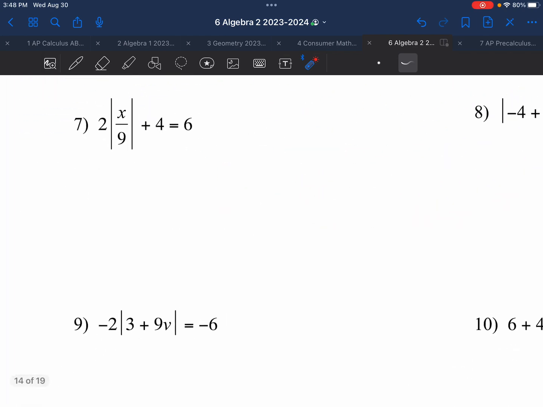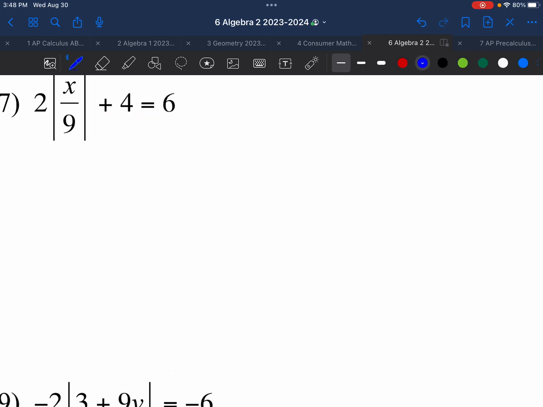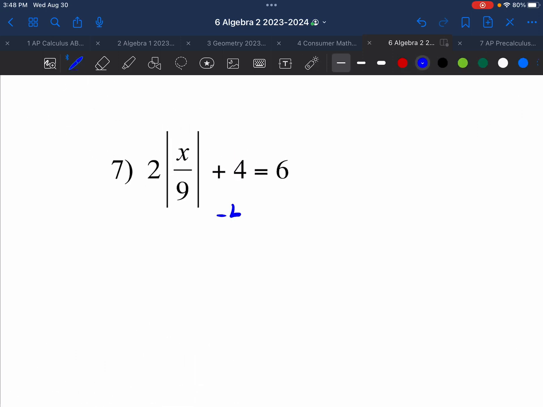All right, number 7, again, I'm trying to isolate the absolute value, which means I need to get rid of the 4 and I need to get rid of the 2. Which one do I get rid of? 4, because it's on the lowest rung of PEMDAS. It's addition. So I'm going to undo 4 by subtracting 4 on both sides of my equation.